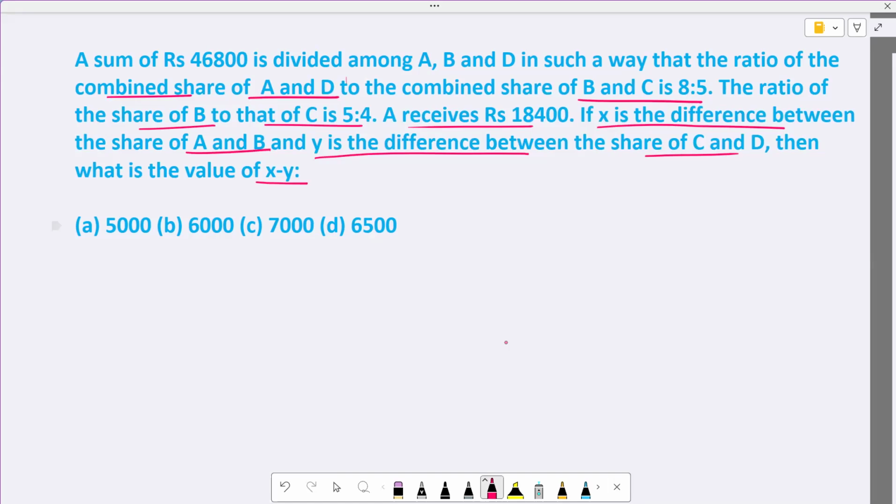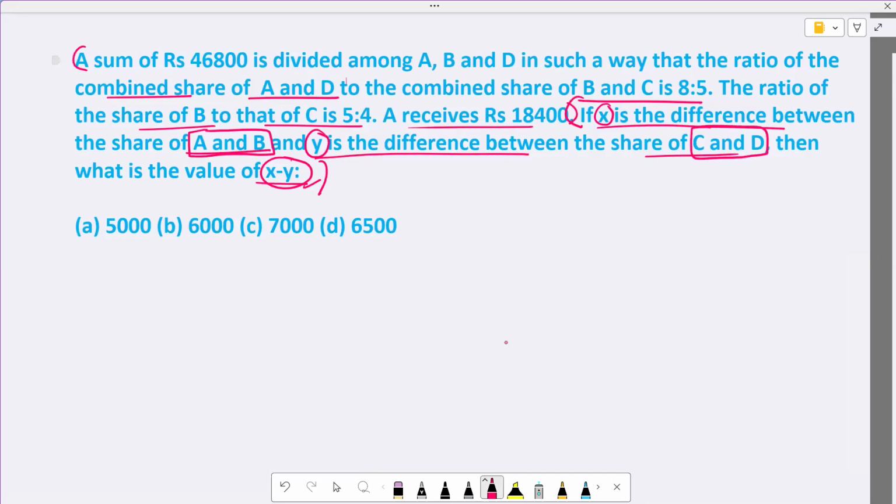So it is a pretty long question, and to decode it, we can start from the end. For example, the question is saying what is the value of X minus Y? Very easy, this we can do if we know the value of X and Y. Now they're saying X is the difference between the share of A and B and Y is the difference between the share of C and D, which means that to find the value of X and Y, we need to find the value of shares of A and B and C and D, all four in short. So this part of the question we can solve very easily if we know the shares of A, B, C, and D. We explained it till now.